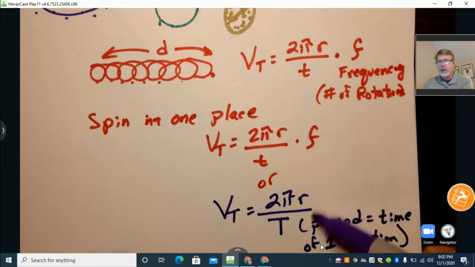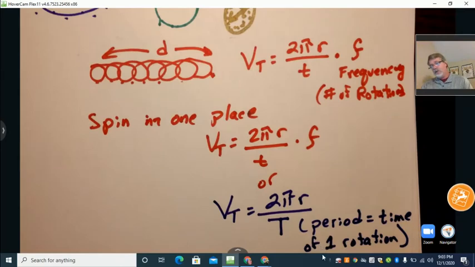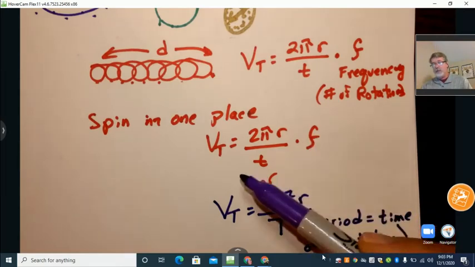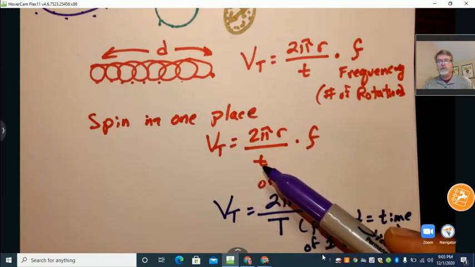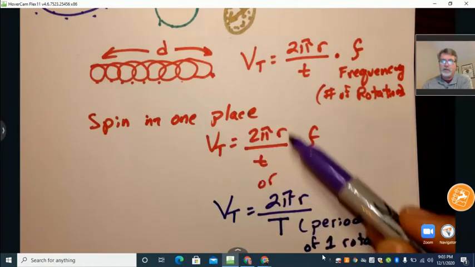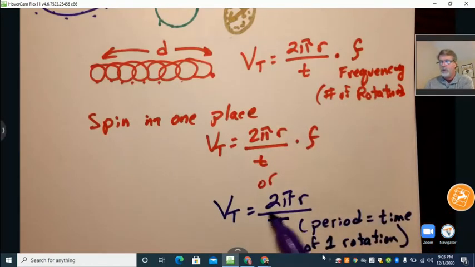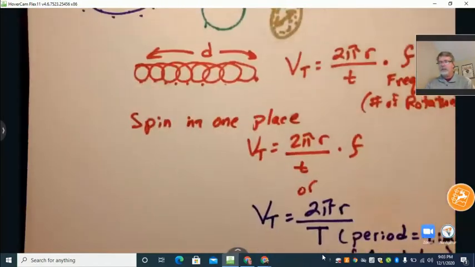All right, so you can use either of these formulas to solve for the tangential velocity of an object. If you know how many rotations it makes and how much time it takes to make 10 rotations or 20 rotations, you could use the tangential velocity in this expression. Or you might use this expression down here, 2 pi r over the period, which is the time of one rotation. All right, so let's take a little example here.